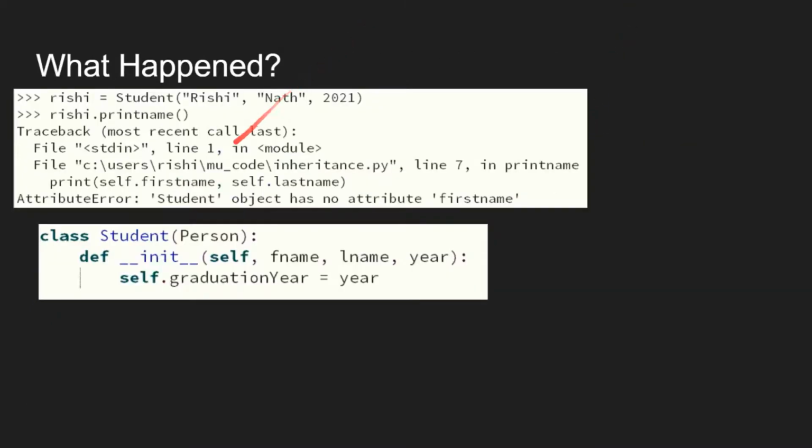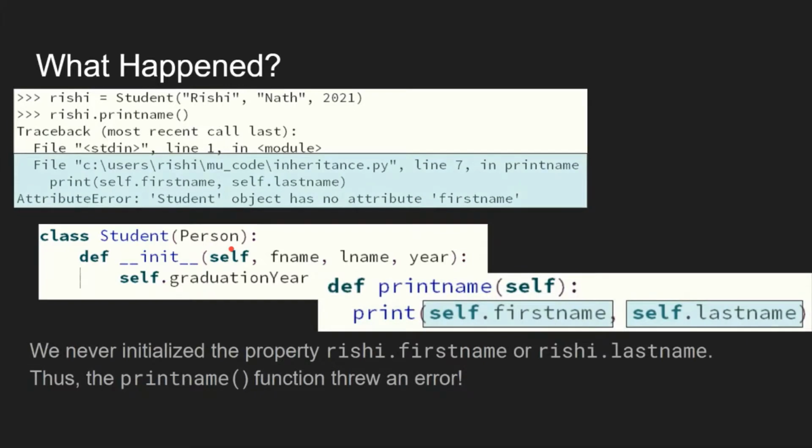So again, the error we got is Student object has no attribute firstName when we called the printName function of Student. So the printName function does exist because it's still inheriting from Person. So why is it throwing the error? Well, you might notice that we never initialized the property rishi.firstName or rishi.lastName. So when we call the printName function and it tries to access these properties, it says, what the heck? This doesn't exist. Because in our init method, we never initialized firstName or lastName.